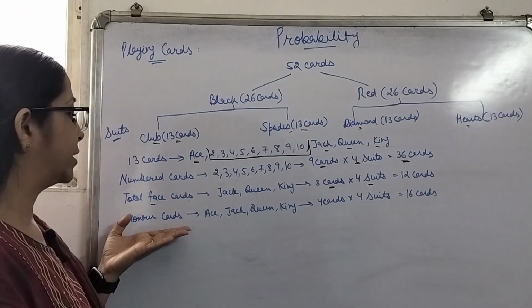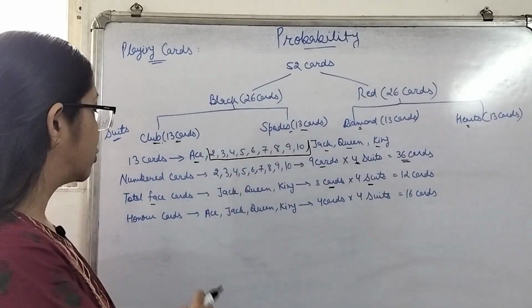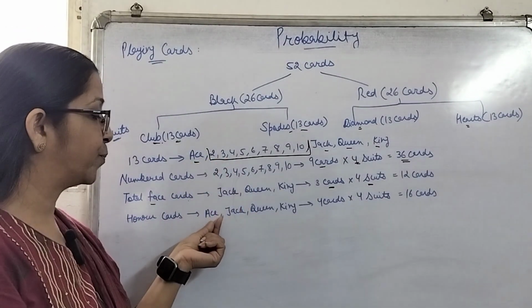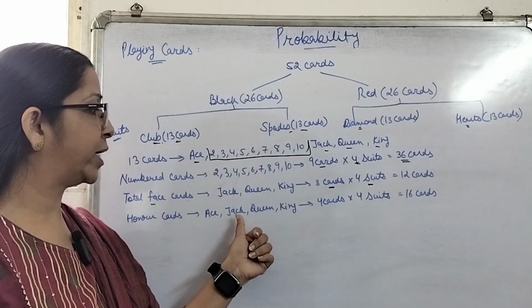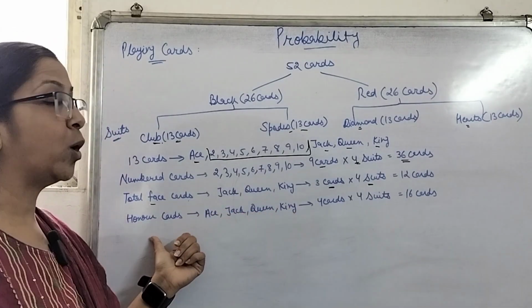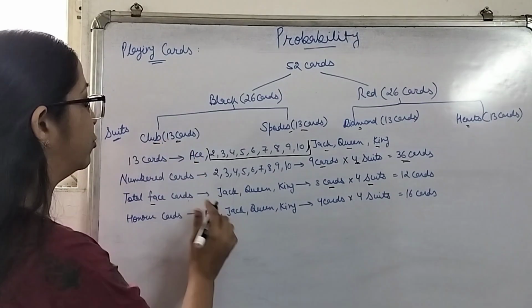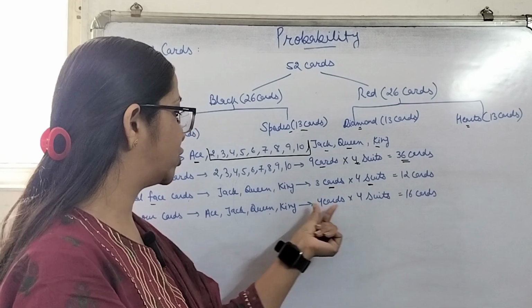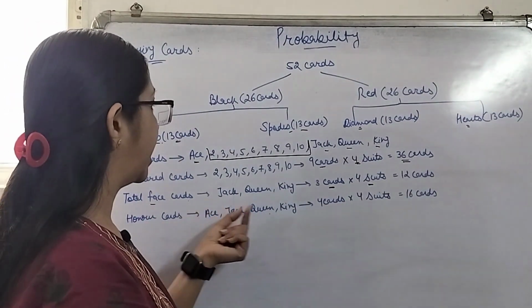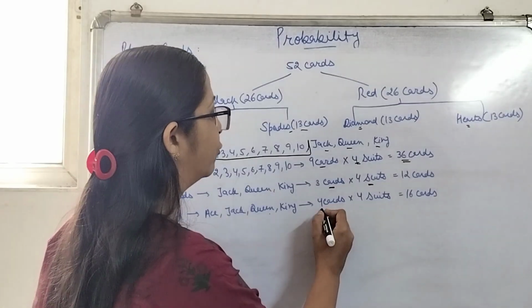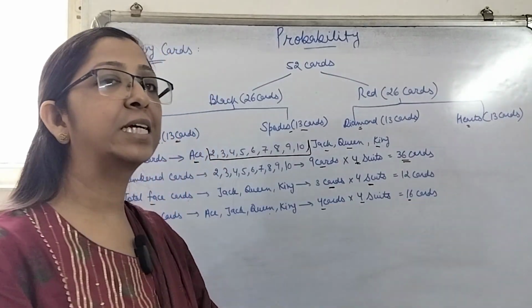Now, if it is asked how many honor cards are there, so what are honor cards? In honor cards, we are including ace also. So when we are including ace, jack, queen and king, these 4 cards are known as your honor cards. So in every suit, these 4 cards are there. In every suit there are 4 honor cards, and there are 4 suits. So the total number of honor cards will be 4 multiplied by 4, that is 16 cards.